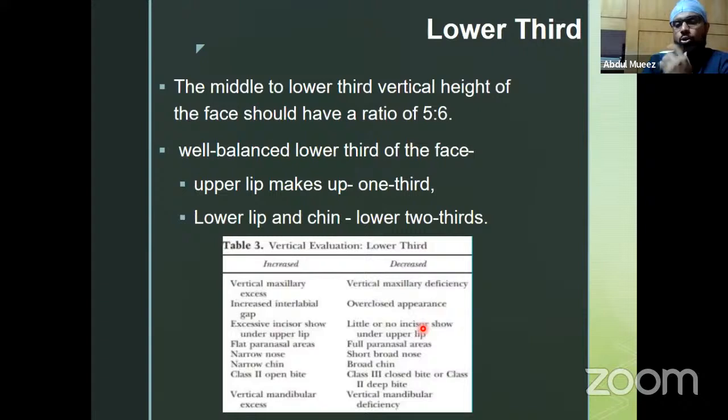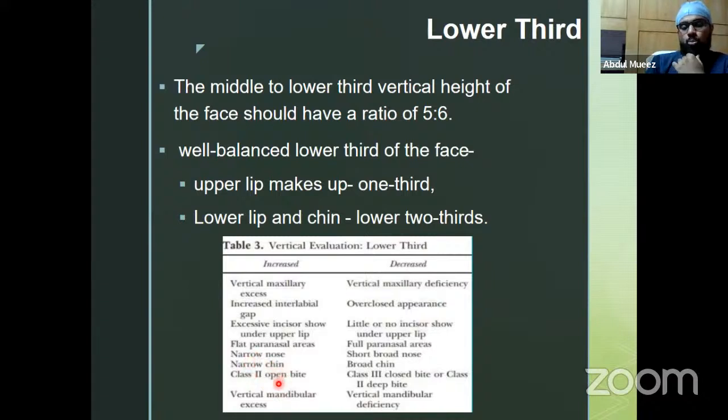The next thing is the lower third of the face. The lower third is the one you encounter the most. In this, you have to see whether there is a vertical maxillary excess or not. With vertical maxillary excess, usually you'll have a gummy smile. Their teeth will be projecting out, and they'll have an increase in the interlabial gap, an increase in teeth show, an increase in gum show, and a narrow nose and narrow chin.